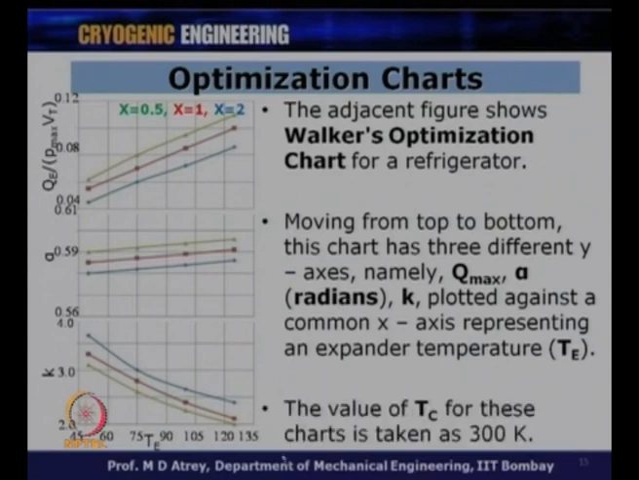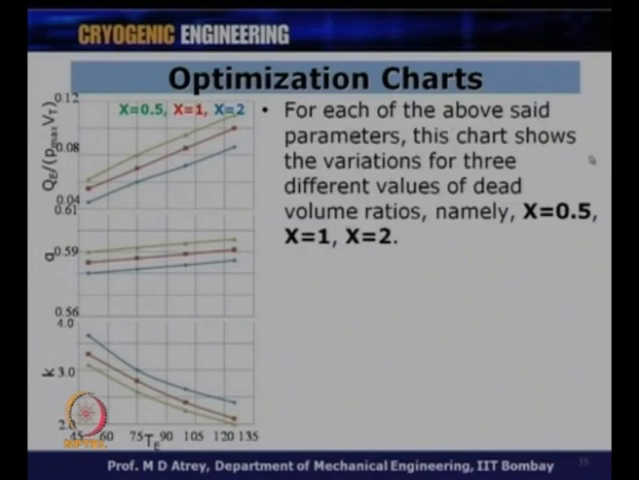The value of TC for all these charts is assumed to be 300 Kelvin. That means TC is 300, and if I want tau, it is 300 divided by the value of TE which I consider. For each of the above said parameters, this chart shows the variation for three different values of dead volume ratio, which is X equal to 0.5, 1 and 2. X equal to 0.5 is this green line, X equal to 1 is the red line, and X equal to 2 is the blue line. These three variations are shown over here. If I have any value between these, say X of 0.7, for example, one can interpolate between these two lines. Or if I have 1.2 or 1.5, I can interpolate between these two lines linearly and get the variation of Q max, alpha or K.